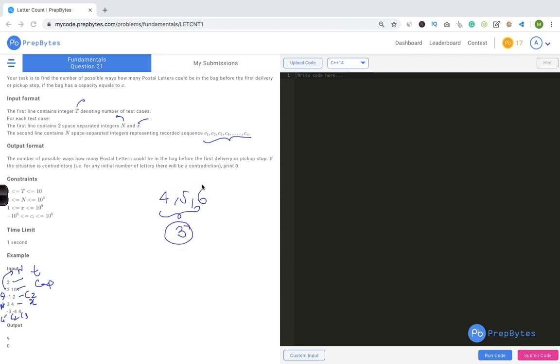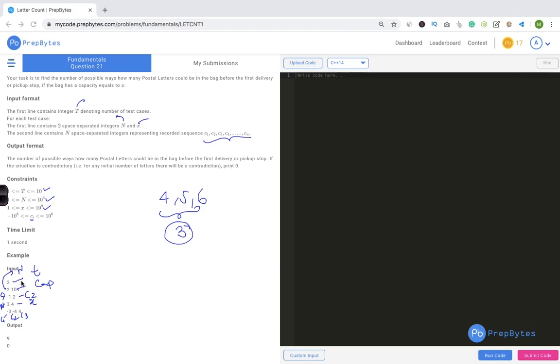Okay. Now the constraints: t lies in range 1 to 10, n is up to 10 to the power 3, x will be in the range 1 to 10 to the power 9. So we have to ensure that we are handling these particular cases accordingly, and ci will be in the range minus 10 to the power 6 to 10 to the power 6. Okay. Now let's try and solve this particular test case.